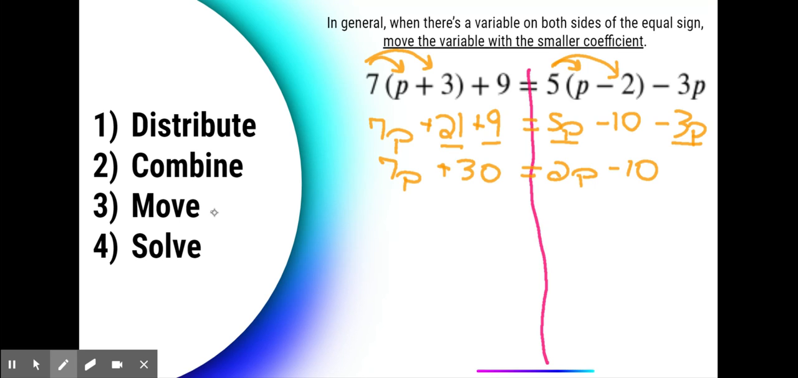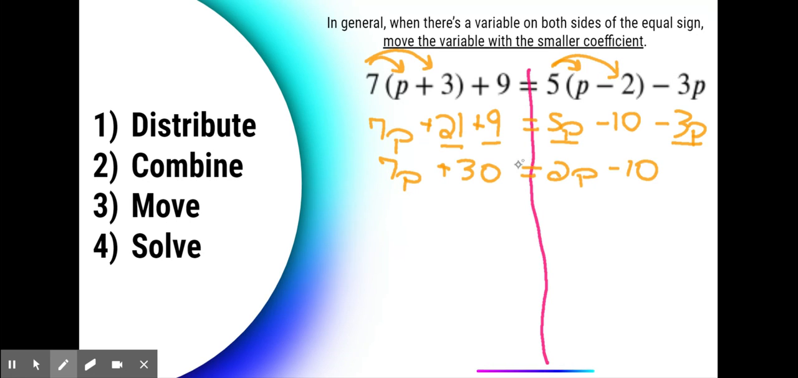So the third step, and this is the new step, is we have to move one of these variables. I have a 7p on the left and a 2p on the right, and I need to move one to the other side of the equal sign. Well, how do I do that? So here's the main rule up here. When there's a variable on both sides of the equal sign, move the variable with the smaller coefficient. If you do this, you will end up with fewer negatives to deal with, okay? So that's just my suggestion.